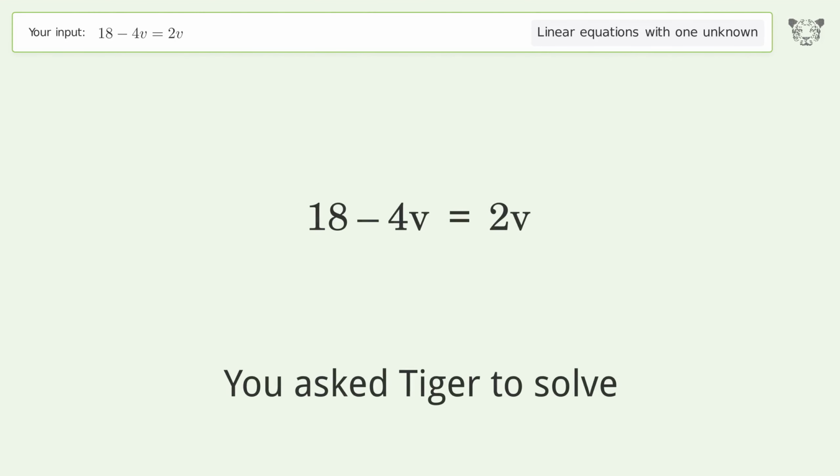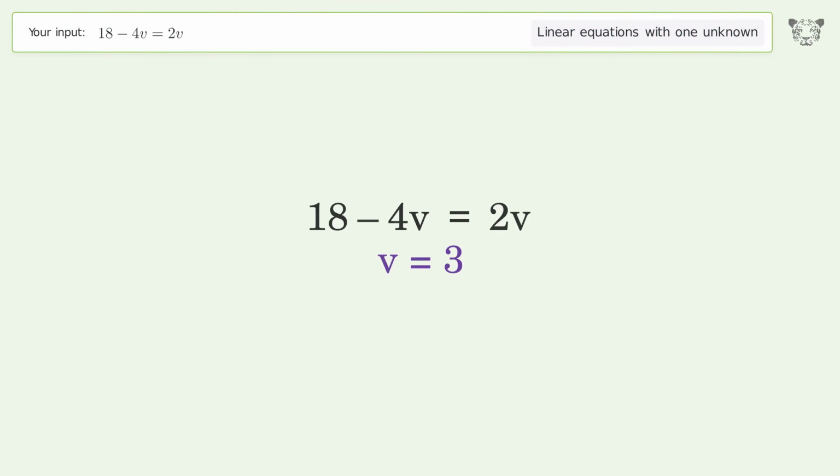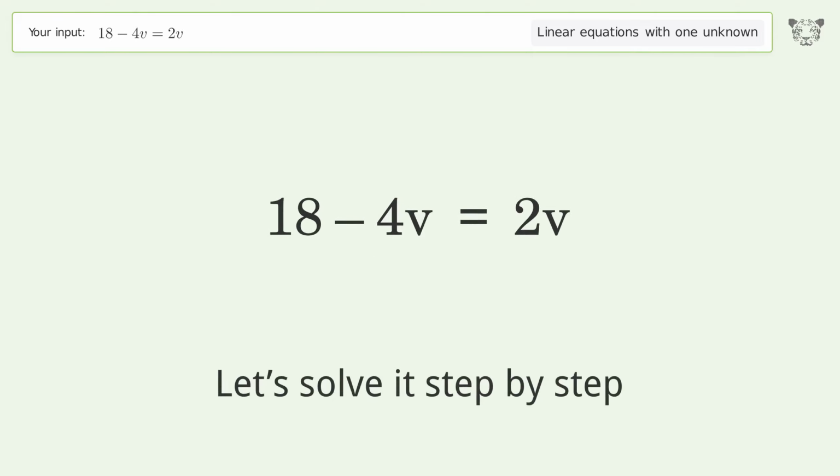You ask Tiger to solve. This deals with linear equations with one unknown. The final result is v equals 3. Let's solve it step by step.